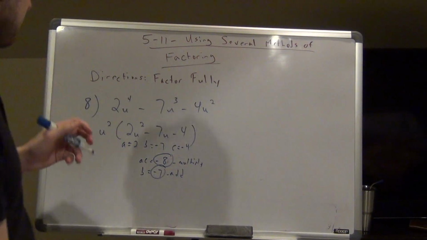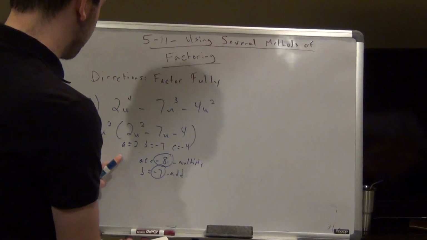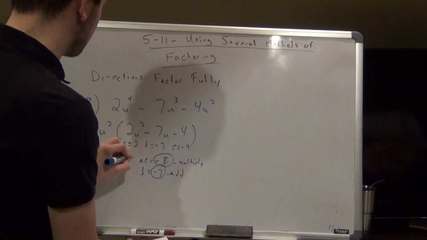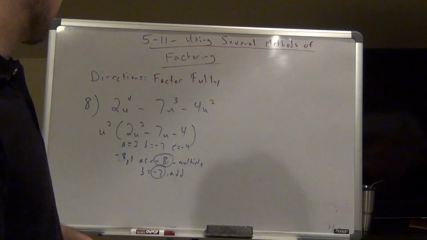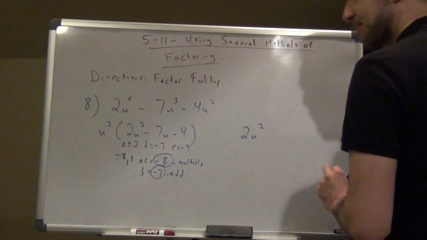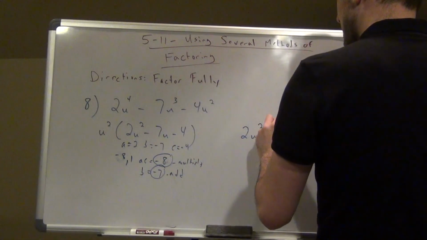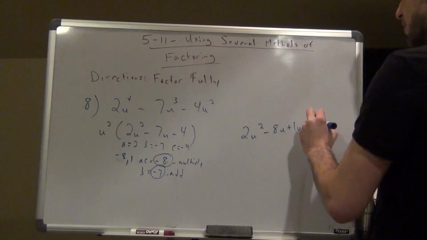Let's see. Let's try, what is that? Negative 8 and 1, right? Negative 8 times 1 is negative 8. Negative 8 plus 1 is negative 7. We got it. So remember to factor this, I'm going to do this to the side now. I'm going to have 2u squared, rewrite the first number. Then I'm going to have negative 8u plus 1u, all right? And then minus 4.